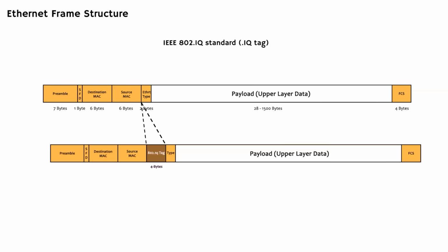Another important aspect of Ethernet frames worth highlighting is the 802.1Q tag, commonly referred to as the .1Q tag. This standard is used in Ethernet networks to identify which VLAN a frame belongs to and ensure it is handled appropriately.